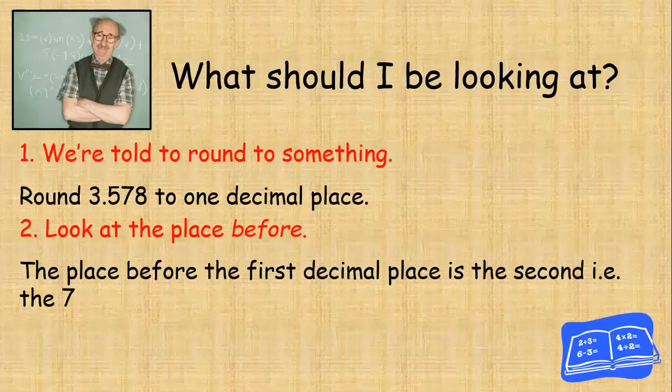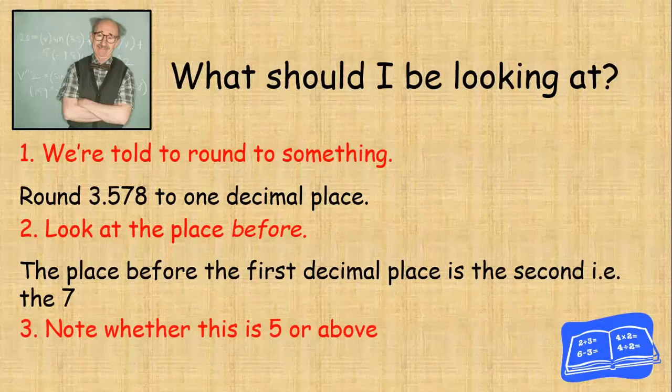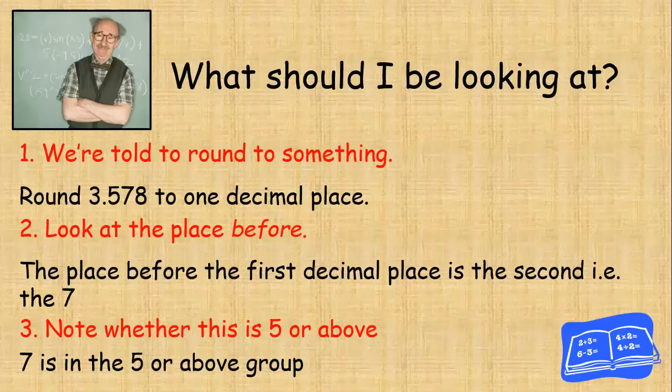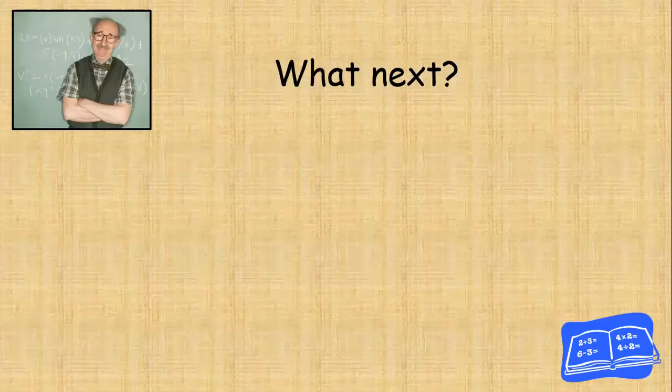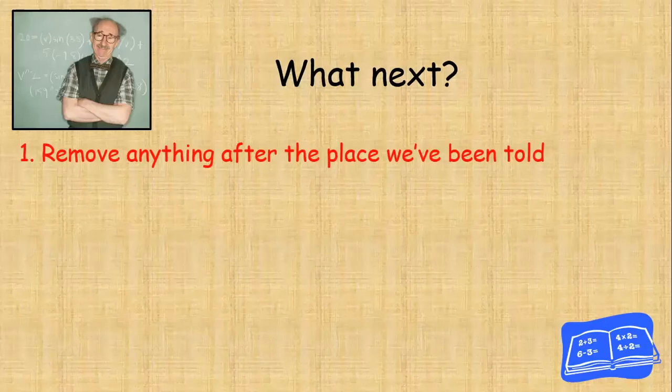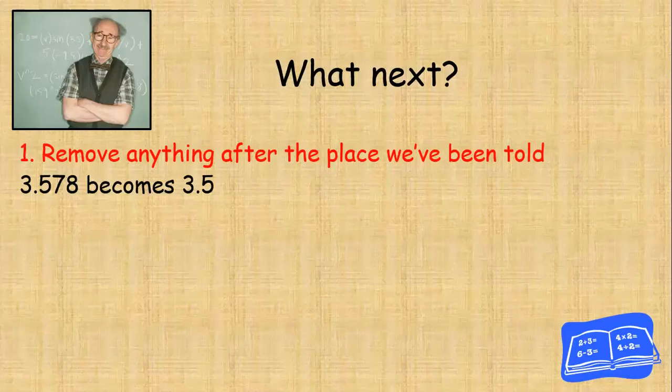So I look for the decimal place that they've told me to look, in this case the 1st decimal place, and then I look at the place after it, so we're working with the number 7. And then note whether this is 5 or above. And of course, in the case of 7, the 7 is 5 or above. After you've done that, you remove everything after the place you've been told to go to. In this case, it was 1 decimal place, so the 3.578 becomes 3.5. We can forget about the 2nd, 3rd, and 4th, and so on.